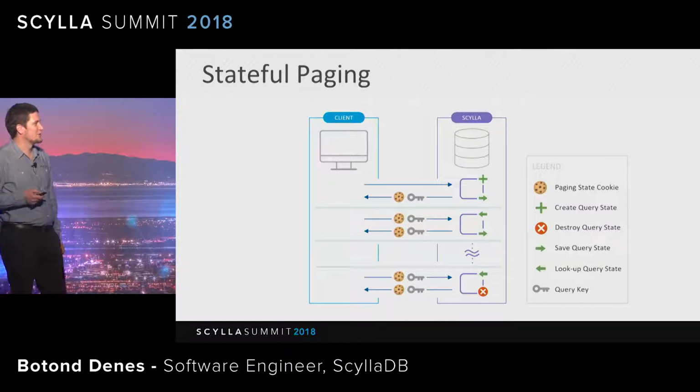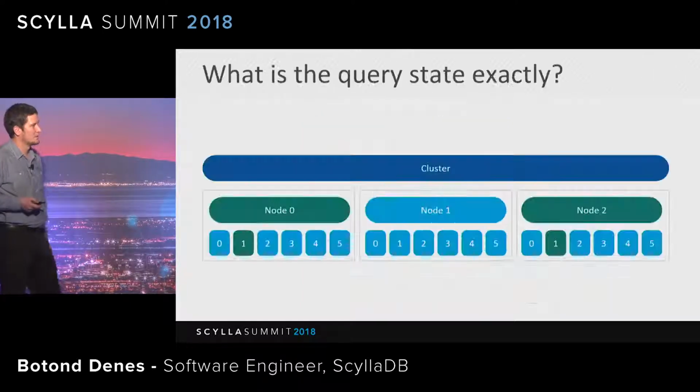So at the end of each page, Scylla saves the query state into a cache using a unique key that's generated on the very first page. The key is persisted using this paging state cookie that I was talking about before. And then on each subsequent page, we start by looking up the saved state and then continuing the query where we left off on the previous one.